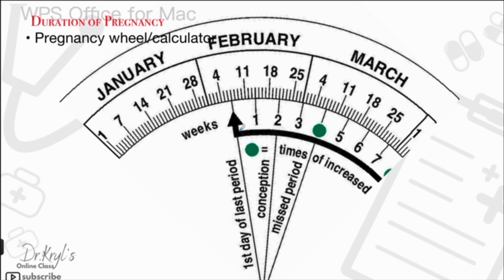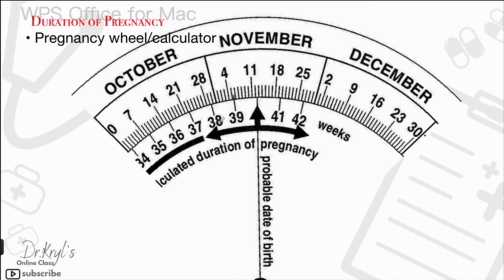The LMP was on February 7. Okay? When will be the EDD? It will be on November 11, 12. In between of 12, because that is where it is really indicated. So, it's in between 12 to 13.